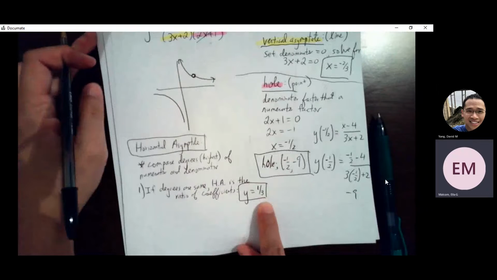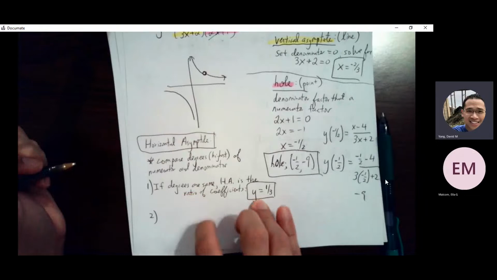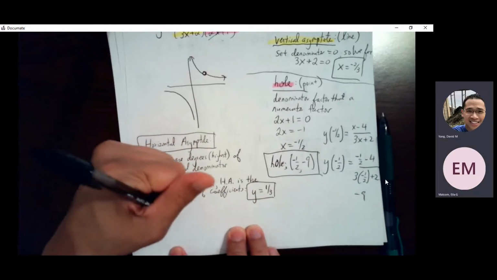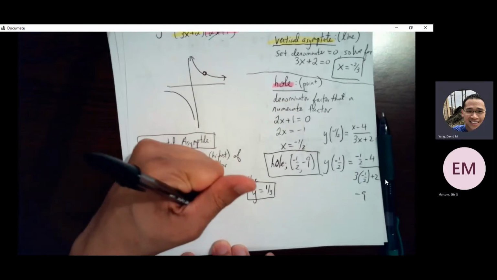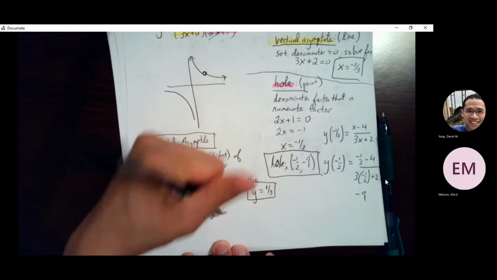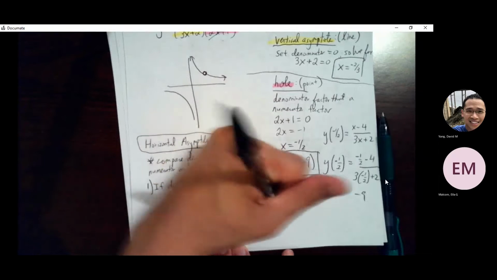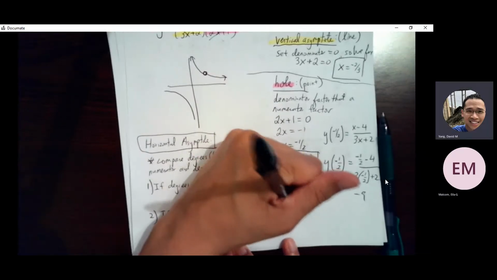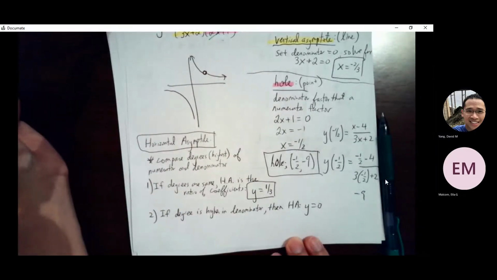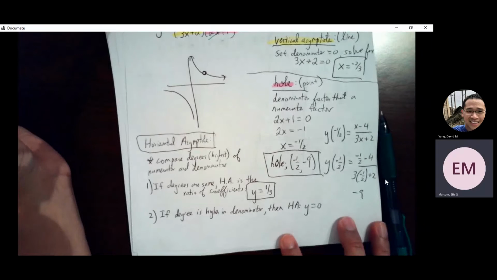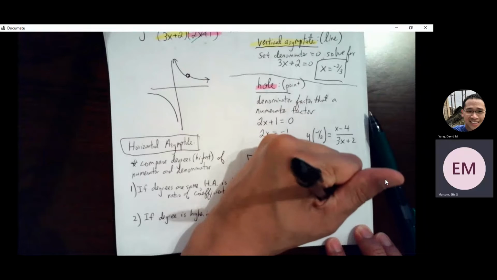Okay. Second option. Now this is the answer for our problem, but let me go through the other scenarios here. If the degree is higher in the denominator, then the horizontal asymptote is y equals 0. Okay, so here's an example here.